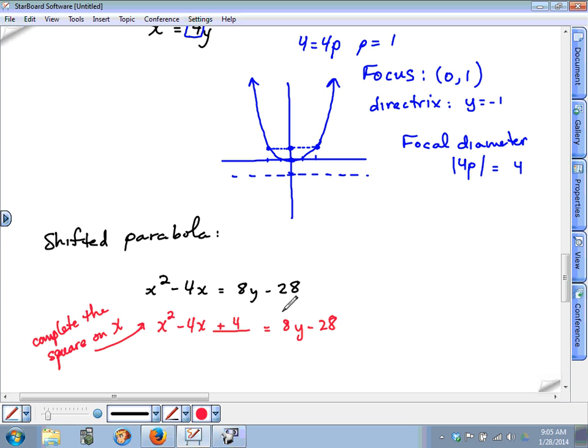But if we add 4 here, we have to keep the equation balanced and add 4 there. The left side factors into x minus 2 quantity squared. What do we get on the right side? We do 8 times y minus 3. We do get 8y minus 24, but Joe, you're absolutely right. We have to factor out that 8 and write it as 8 times quantity y minus 3, because we have to have shifts in both the horizontal and the vertical direction. That means that the x variables need to be in parentheses and the y variables need to be in parentheses in order to get the transformation.